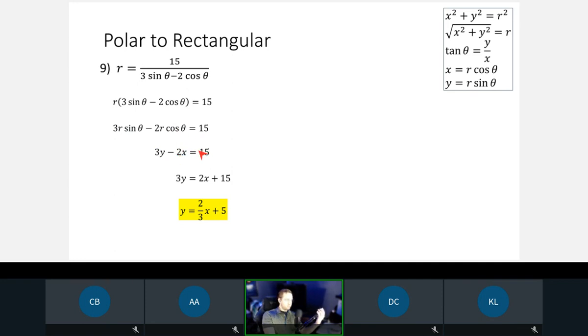And generally speaking, you want to solve for y. So that's what I did. I added 2x to both sides, then divided everything by 3. So this divided by 3 is y. 2 divided by 3 is 2/3. 15 divided by 3 is 5.